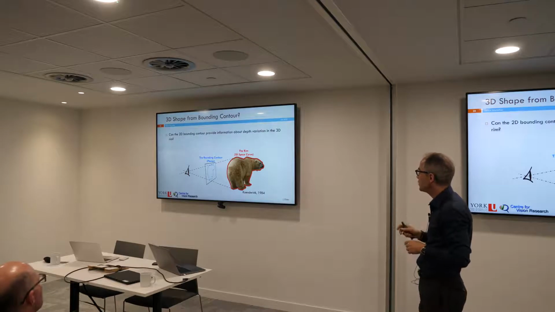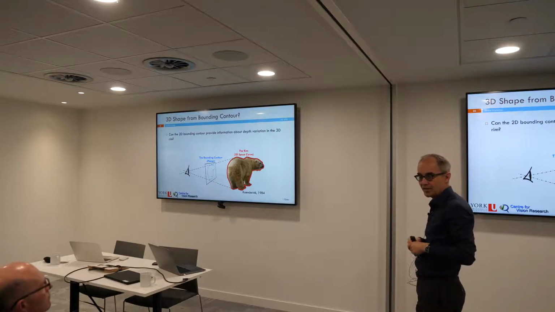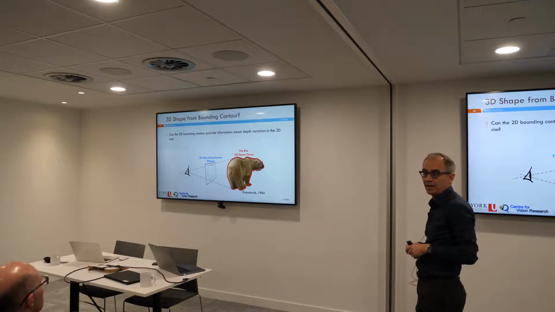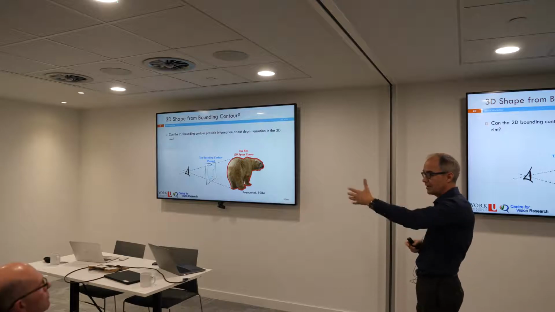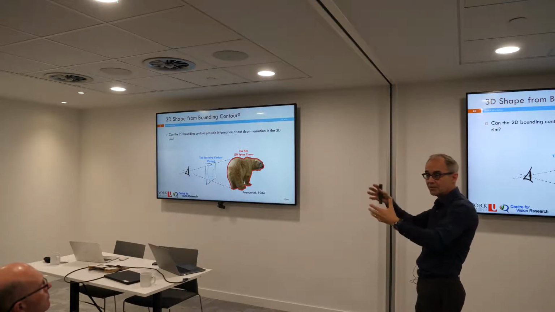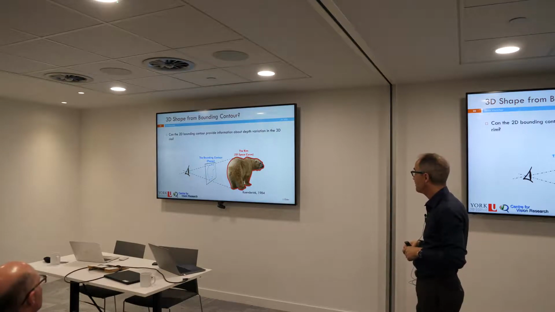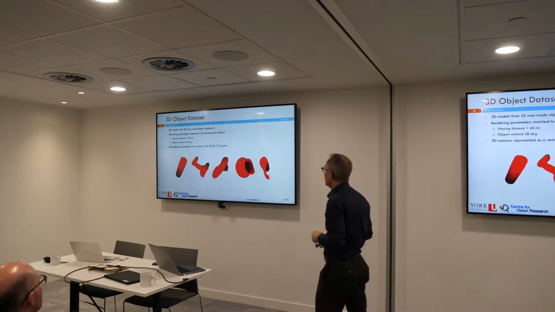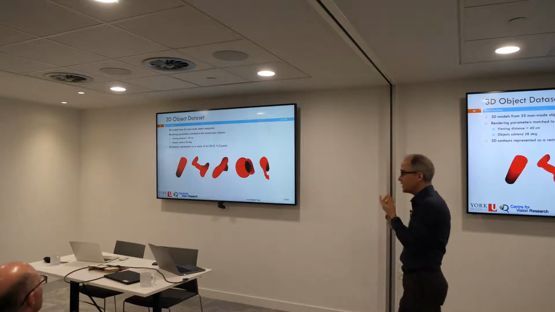So the problem we're trying to address here is: is it possible to use the 2D bounding contour in the image to say anything about the depth variation in the 3D rim? The reason that's interesting is that it would give us a first kind of cut on the pose of the object, and maybe even some information about its 3D shape. There's not a lot of work on this.